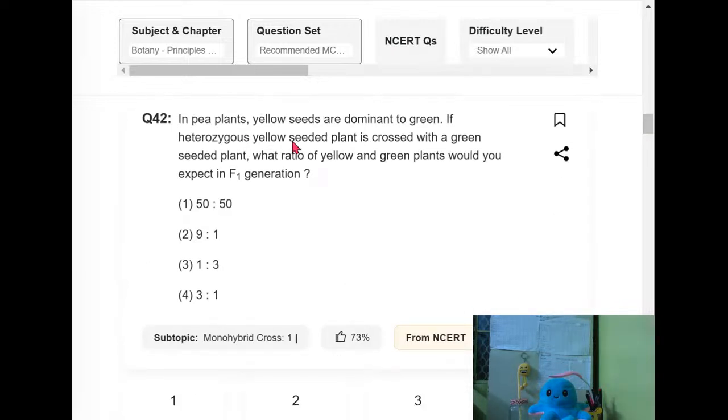In pea plant, yellow seed is dominant to green. If a heterozygous yellow seeded plant is crossed with a green seeded plant, what ratio of yellow and green plants would you expect in the F1 generation? 50-50.